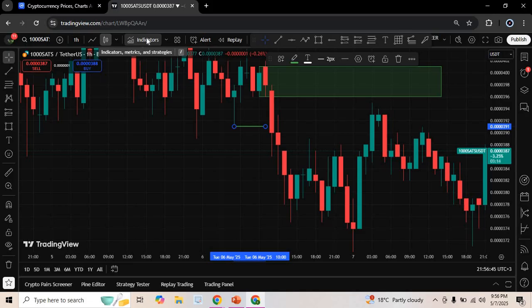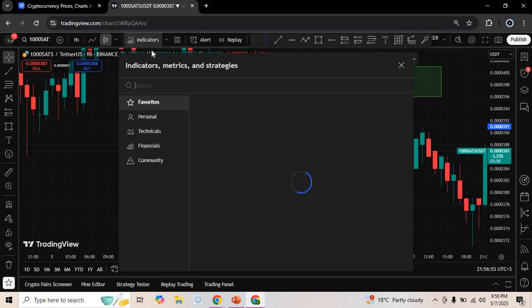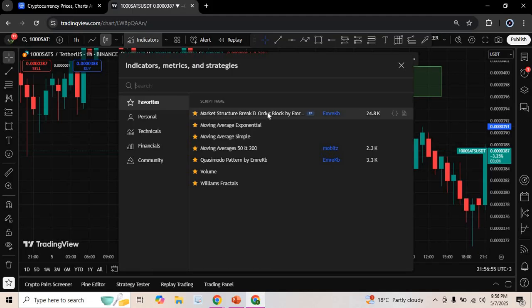These are actually things that people have coded, or softwares that people have coded, that enable them to spot these things on the chart. For example, if you want to identify all the order blocks in your chart, you'll come and choose an indicator called market structure break and order block. What this will do, it will help you identify order blocks in your chart and market structure shift, or the break of structure in your chart.